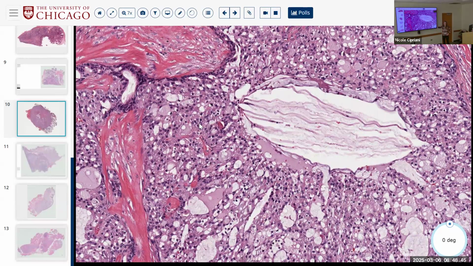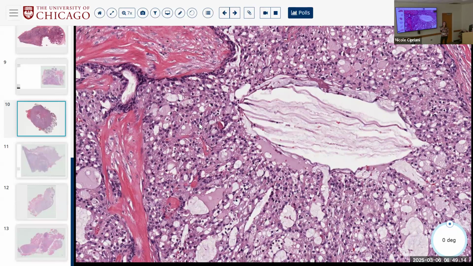S100. Positive, diffusely strongly positive, probably because this is of that intercalated duct phenotype. So diffusely strongly positive for S100. And what other stain is this positive for? Secretory carcinoma came from the world of breast, so it's positive for mammoglobin.